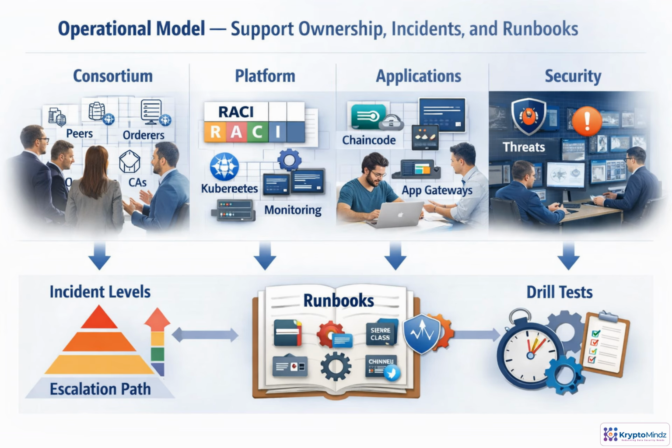Operational readiness has to be designed before production starts. Every major area needs a named owner: peers, orderers, CAs, Kubernetes, gateways, chaincode, monitoring, and security controls. During an incident, teams should be able to detect, triage, assign ownership, mitigate, recover, and review without debating authority. Severity levels define urgency. Escalation paths define who gets involved, and runbooks turn common failures into repeatable actions. Regular drills confirm that the model works under pressure.